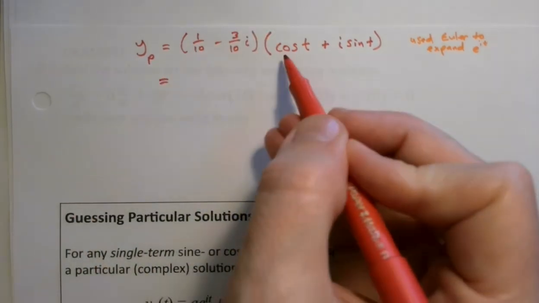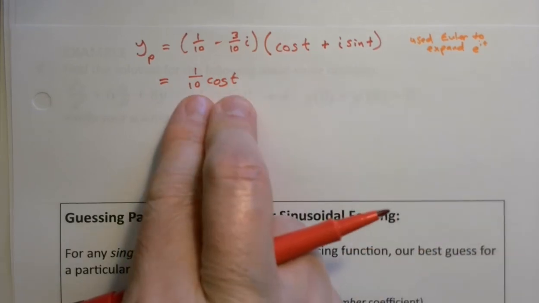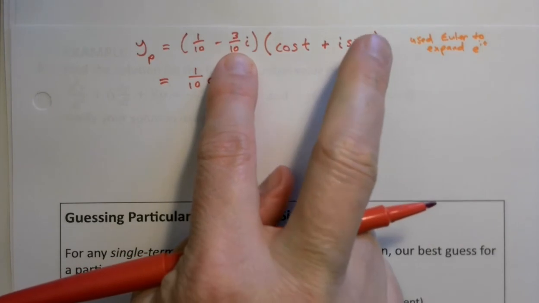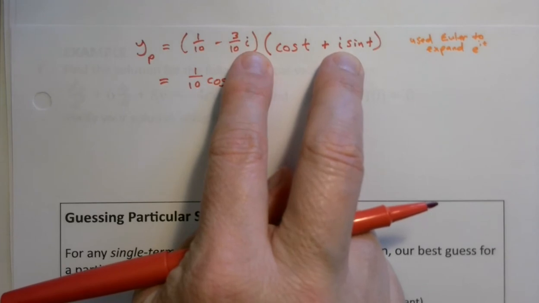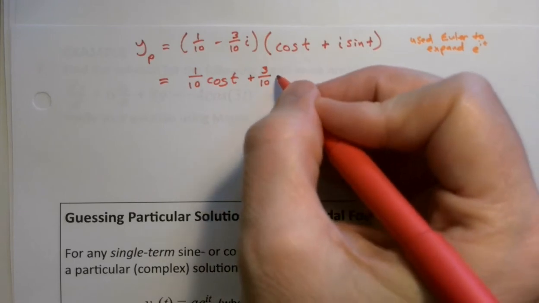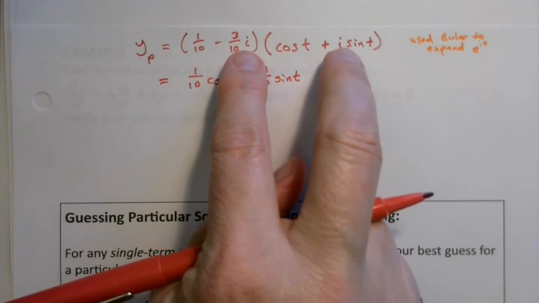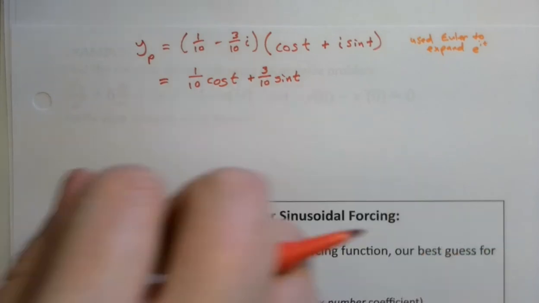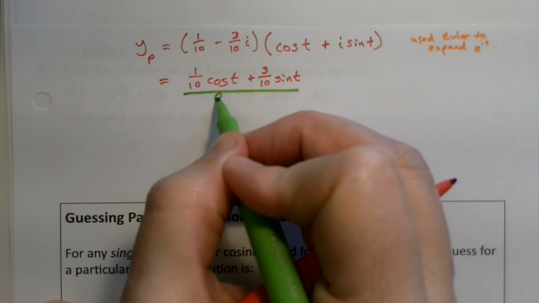And so we'll have 1/10 times cosine t, and that is definitely a real part because there's nothing imaginary about it. The other real part is going to come from this negative 3/10 i times this term right here, because the i times the i is going to turn into negative 1. So this is going to be plus 3/10 times sine of t. It's positive because it's the negative times the negative 1 coming from the i squared. So this is a real part, and following our color coding from before, that would be the real part.